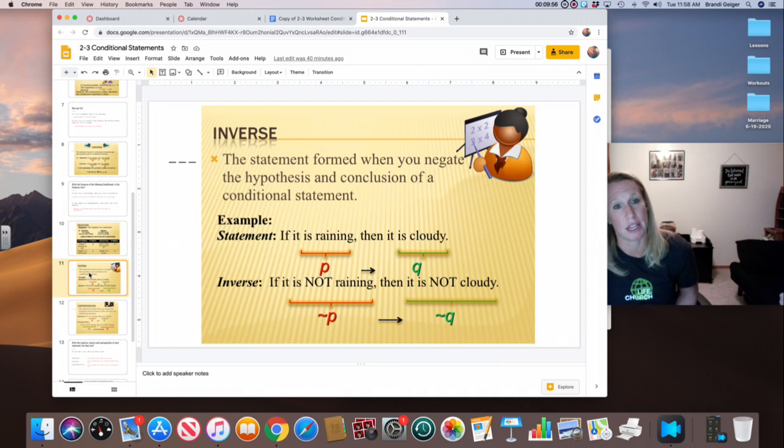Okay, which brings me to the inverse. So we've talked about just a regular conditional statement, an if-then statement. The converse takes the hypothesis and the conclusion and flips them. The inverse goes back to the original statement and you add the word not, or you negate. You negate the hypothesis, you negate the conclusion. So my statement says, if it is raining, then it's cloudy. The inverse takes the original statement and negates both the hypothesis and the conclusion. If it's not raining, then it's not cloudy.